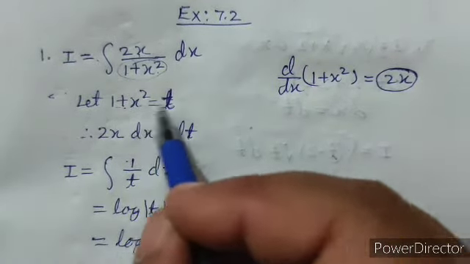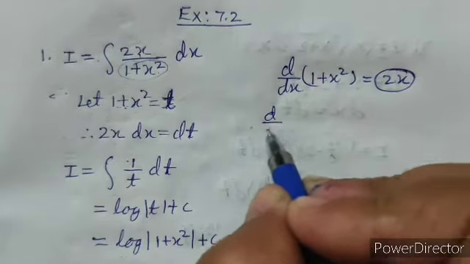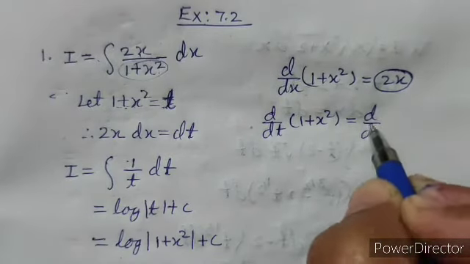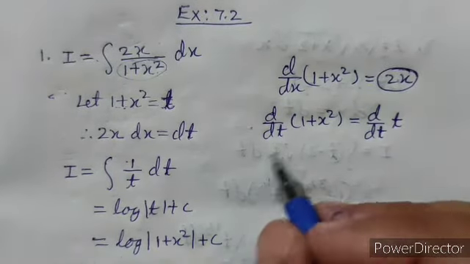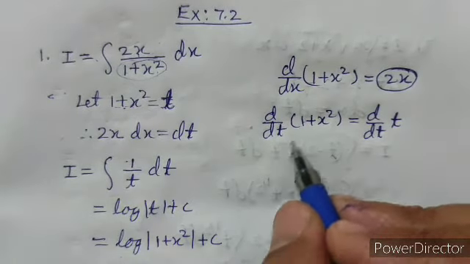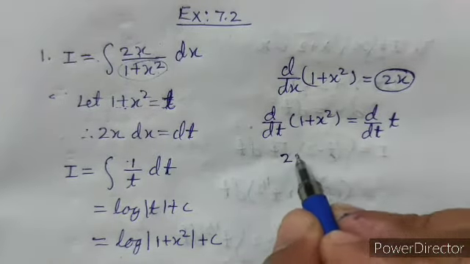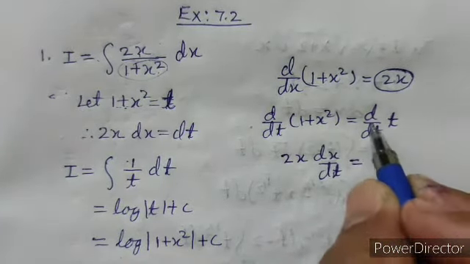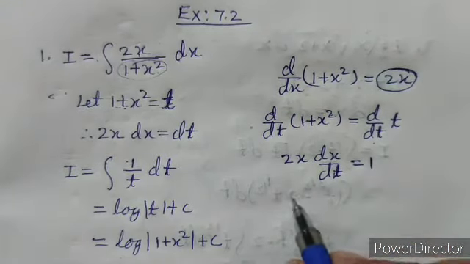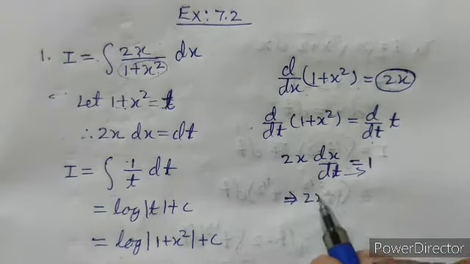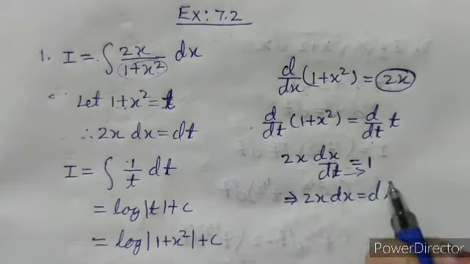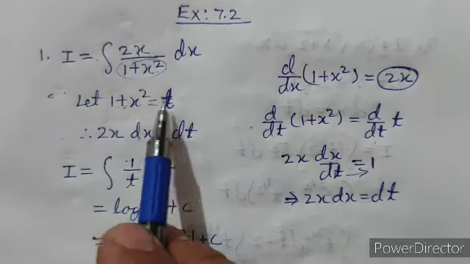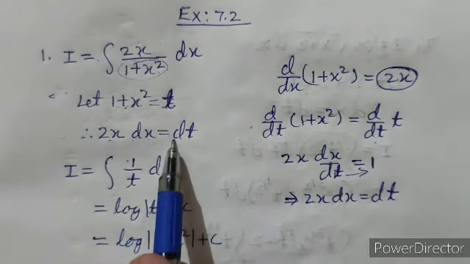Now on differentiating both sides with respect to t, d by dt of 1 plus x square will be equal to d by dt of t. Now this will give us d by dt of 1 will be 0, and d by dt of x square will be equal to 2x dx by dt, and that will be equal to d by dt of t, which will be equal to 1. Now we can take this dt to the other side, and that will give us 2x dx equal to dt. So if 1 plus x square is equal to t, then 2x dx will be equal to dt.